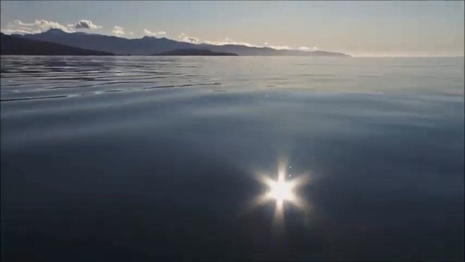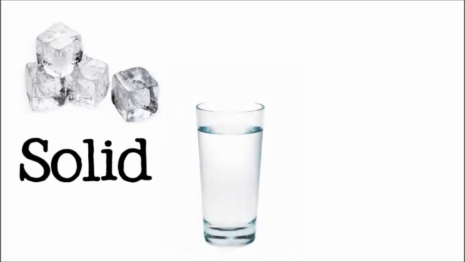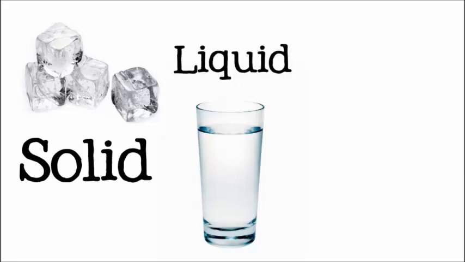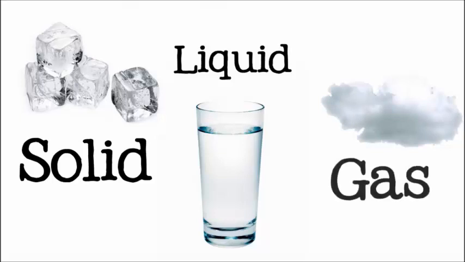Sometimes matter can change from one state to another. Water is a very good example of this. When water is frozen into ice, it is a solid. When it melts back into water, it is a liquid. When water evaporates into water vapor, it becomes a gas.